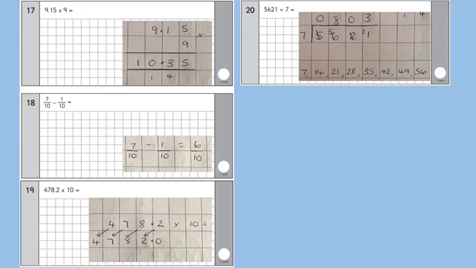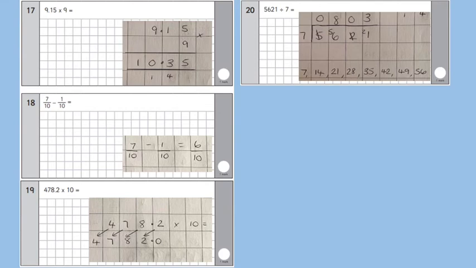Number 19, we've got 478.2 multiplied by 10. So again, it's a multiplication, so we know the number that we end up with has got to be bigger than the original number. And because there's only 1 0 after the 1, that means they all just move up 1 place value. So the number would be 4,782. You could have 0.0 if you have done, that's fine, but if you have taken that away, that's equally fine because there's no value there.